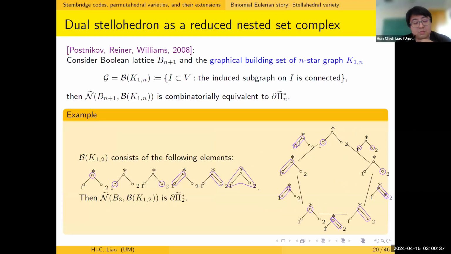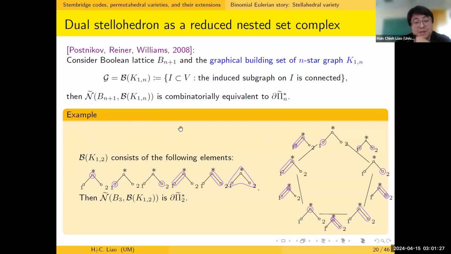And now we have a second way to construct a stellohedron. This is the Postnikov, Reiner, and Williams construction. We consider the Boolean lattice B_n, and in this case, the graphical building set of the n-star graph K_{1,n}. You can think of it as, this is an example when n is 2. K_{1,n} is just a star with n branches coming out. And the graphical building set is just a way you can define a building set in terms of a graph. In this case, the graphical building set consists of the subsets of the vertex set such that the induced subgraph on the subset is connected. So in this example, these are the graphical building set.